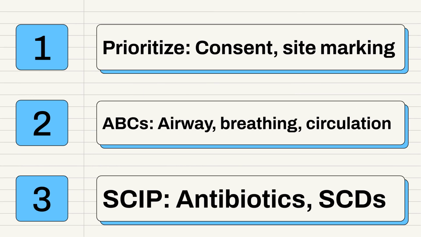All right, let's talk NCLEX strategy. For perioperative care, prioritize patient safety. If a question asks about preoperative care, focus on verifying consent and marking the surgical site. For post-op, think ABCs: airway, breathing, circulation. A classic NCLEX question might be, a patient is 6 hours post-op and reports nausea. What's your first action? Answer: position them on their side to prevent aspiration. Hint: memorize surgical care improvement project protocols, antibiotics within 1 hour of incision, and sequential compression devices for clot prevention.